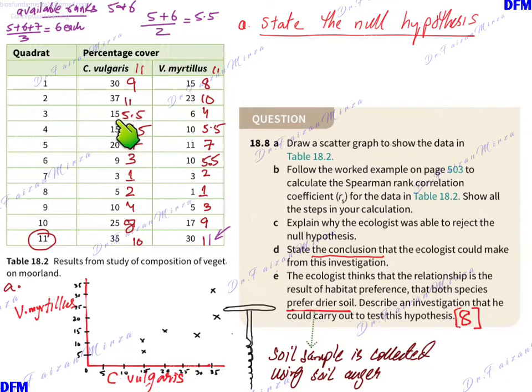I have to move and give rank 7 to the next. So my value after 15 is 20. I'll give it the rank 7 and not the rank 6, because 5th and 6th combined have been used up as 5.5 for 15 each here.